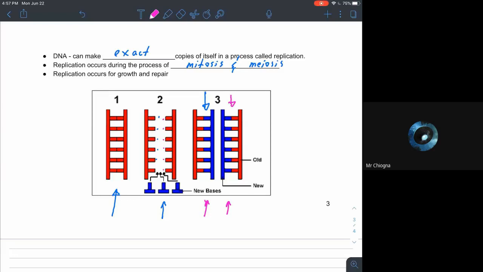So that is a review of DNA. We need to know about DNA in general because that ties heavily into genes and the topic of genetics.